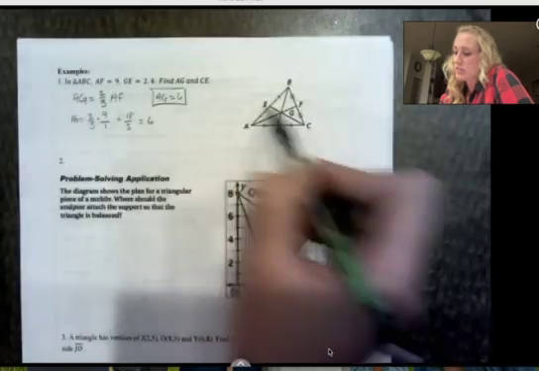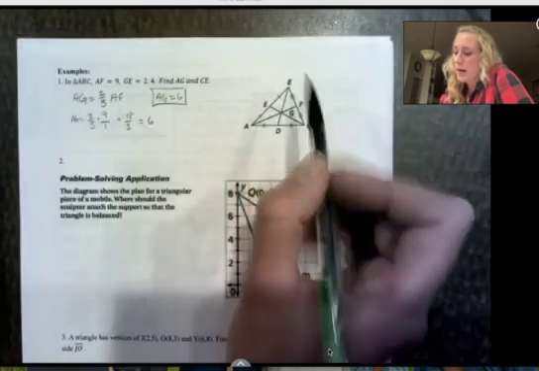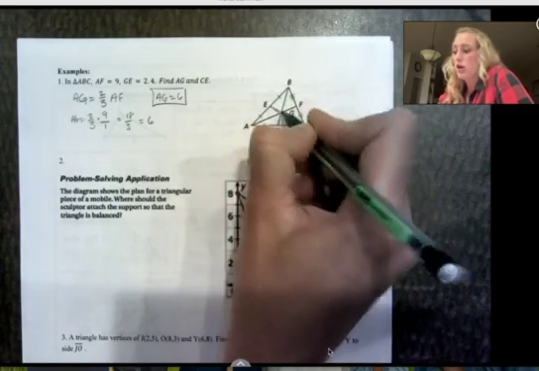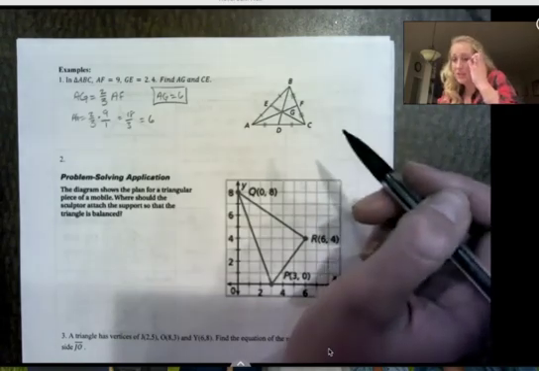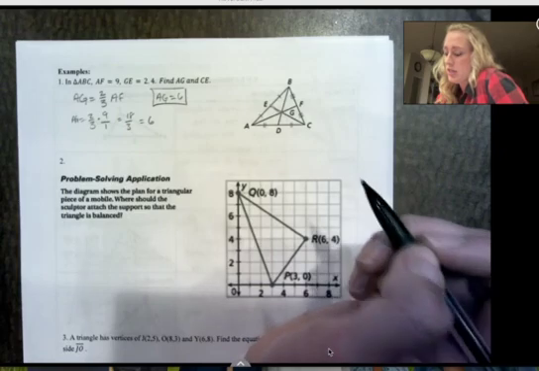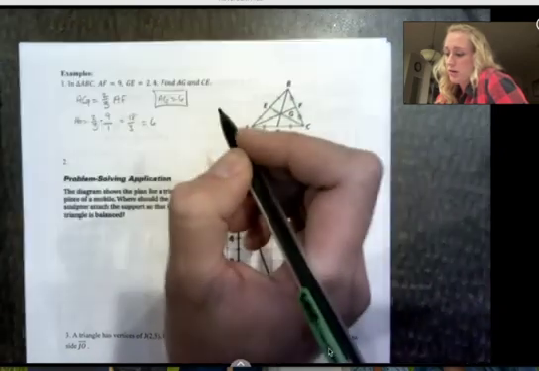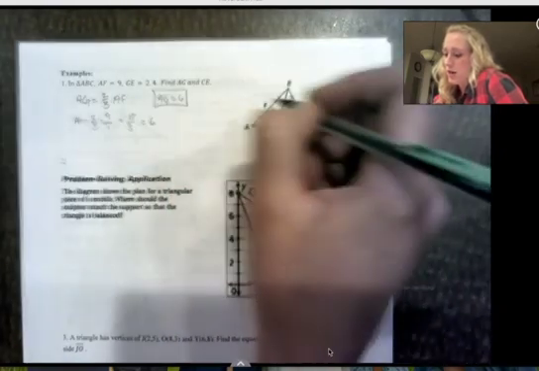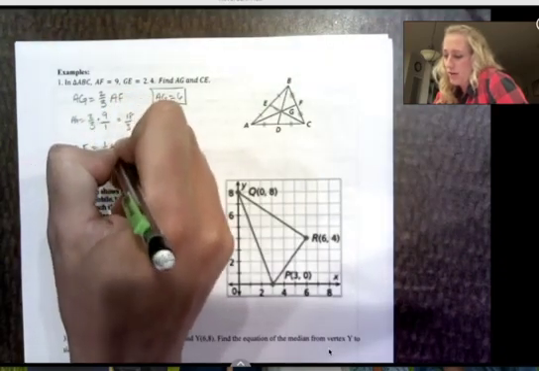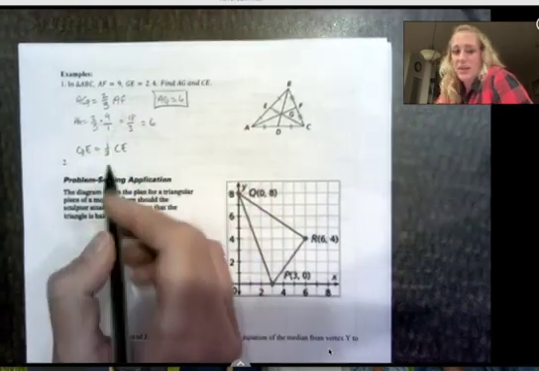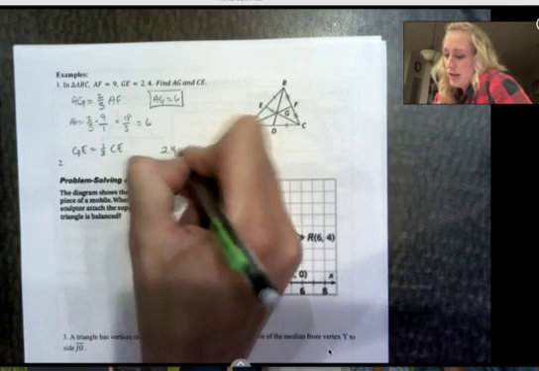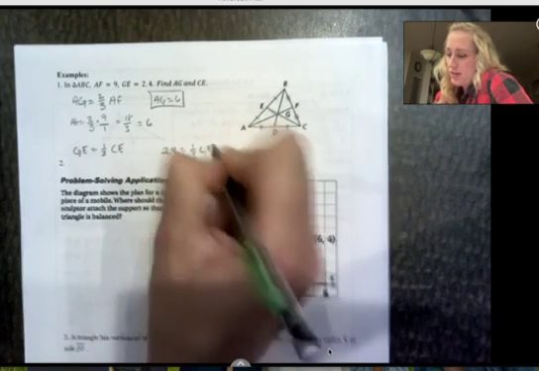So CE is the entire median here. And I'm given that GE is 2.4. So this little piece is 2.4. So remember, the small piece is 1/3 of the whole thing. So let me write that out. We'll do it up here. So GE is 1/3 of CE. So I'm trying to find CE. I know GE is 2.4. So I have 2.4 equals 1/3 of CE. So I want to know what CE is.